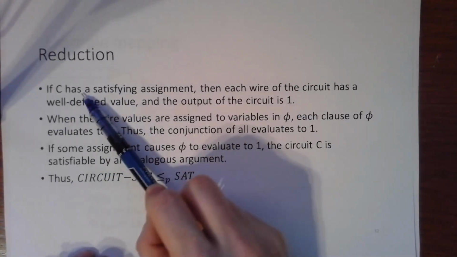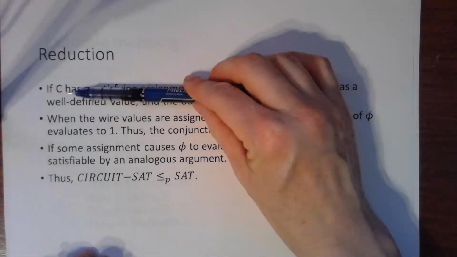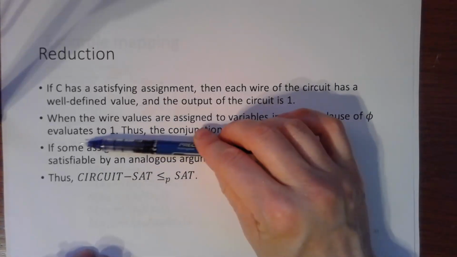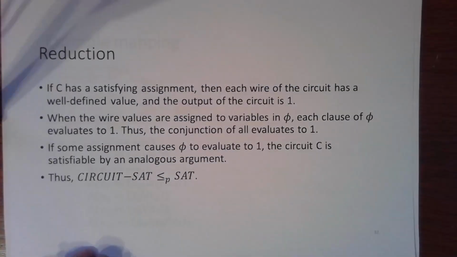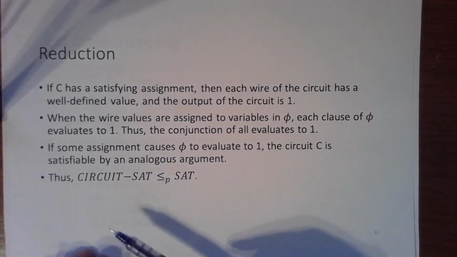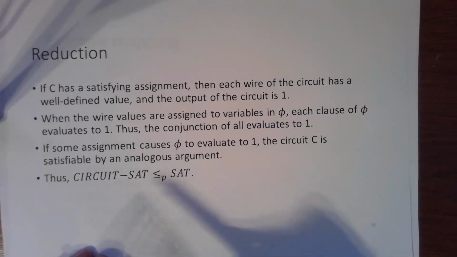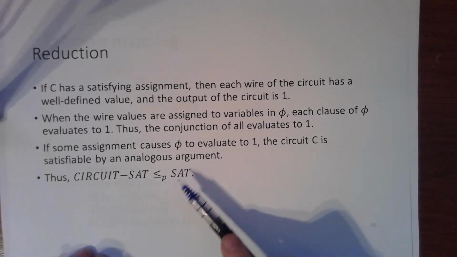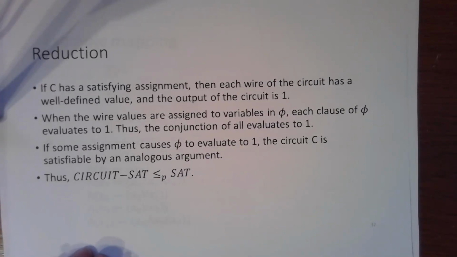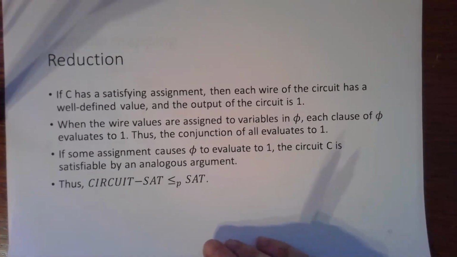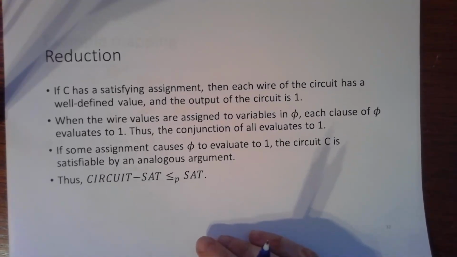If I have a circuit that's satisfiable, it'll make the formula satisfiable. If I have a formula that's satisfiable, it'll make the circuit satisfiable. And so we have that circuit SAT is polynomial-time reducible to SAT, and that would complete our proof for the NP-completeness of SAT.